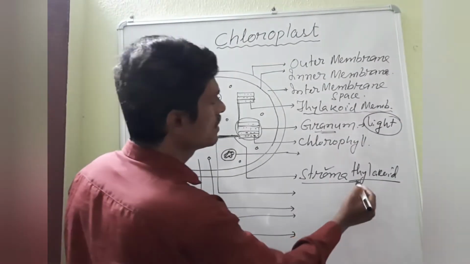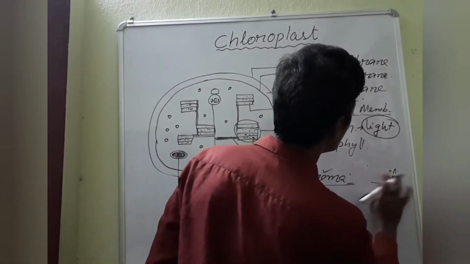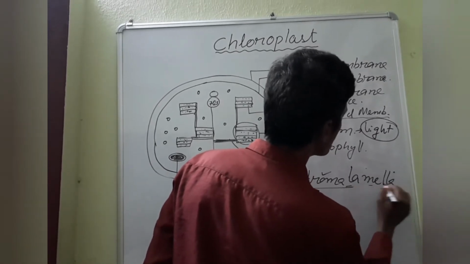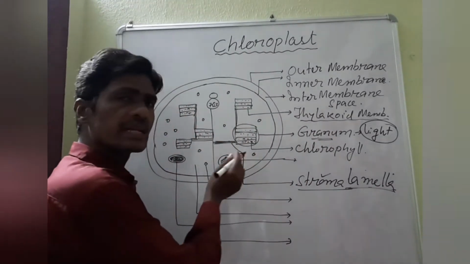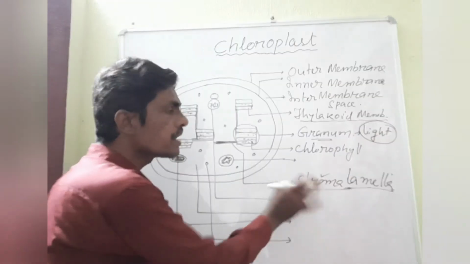Now you see stroma lamella. Why are they saying that name? It means the interlink connection is found in the stroma part of the chloroplast. That's why it is called stroma lamella.